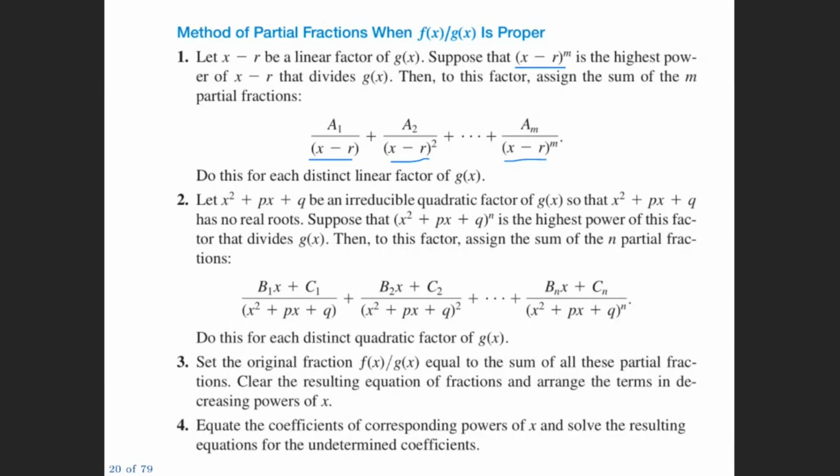If we get something like (x^2 + px + q)^n in our denominator, then we need all of the powers of this. So 1 power, 2 powers, 3 powers, all the way up to n powers on the bottom. And then on the top, we must have first degree polynomials. Let's move on.